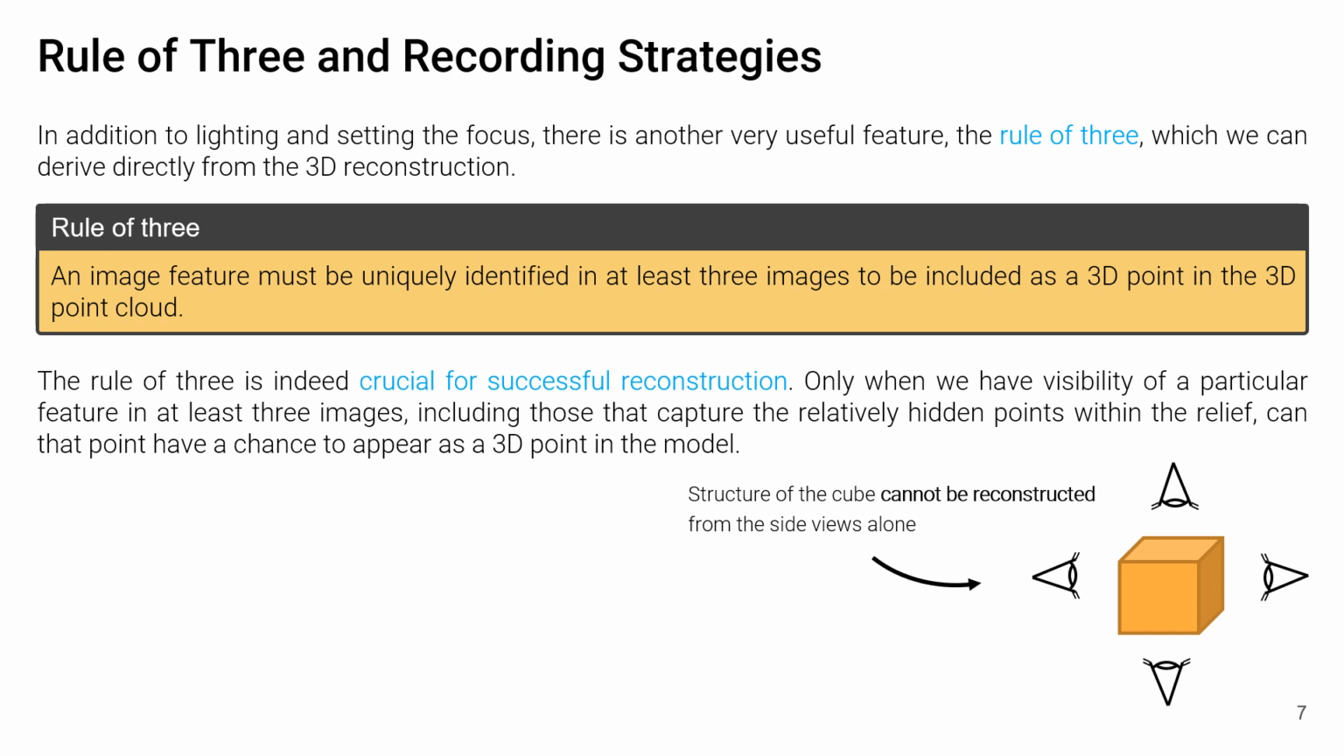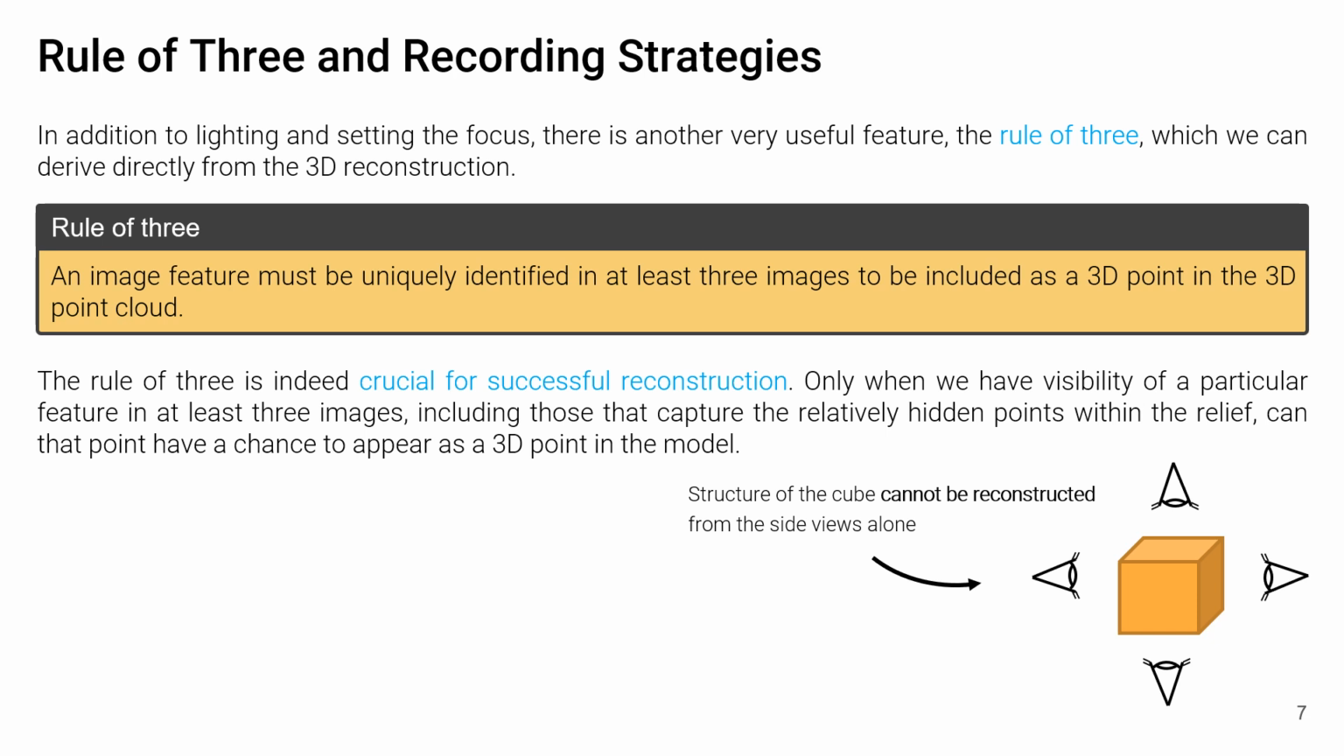Only when we have visibility of a particular feature in at least 3 images, including those that capture the relatively hidden points within the relief, can that point have a chance to appear as a 3D point in the model. The rule of 3 is crucial for image acquisition and thus the basis for successful 3D reconstruction.